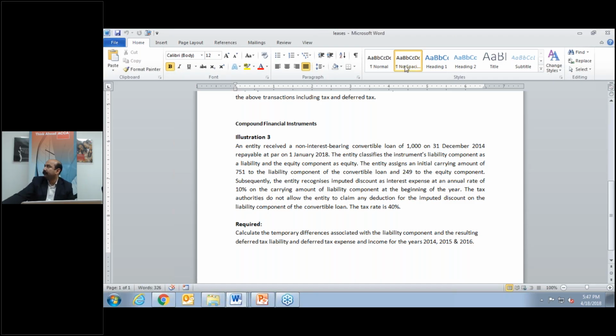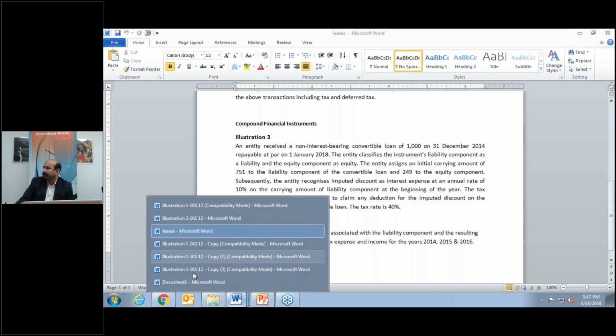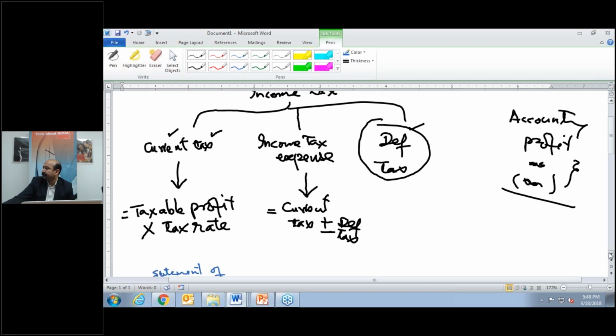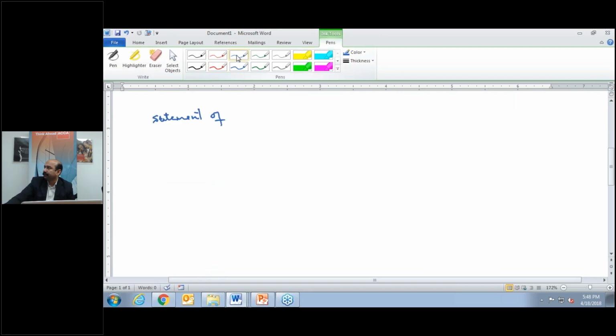Okay, let me go back to where we were. Statement of financial position as at 31st December 2014. Okay.